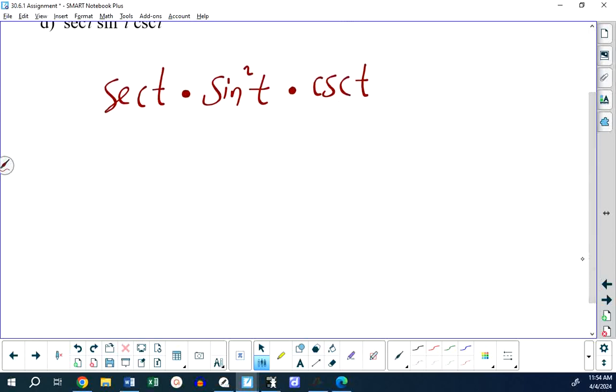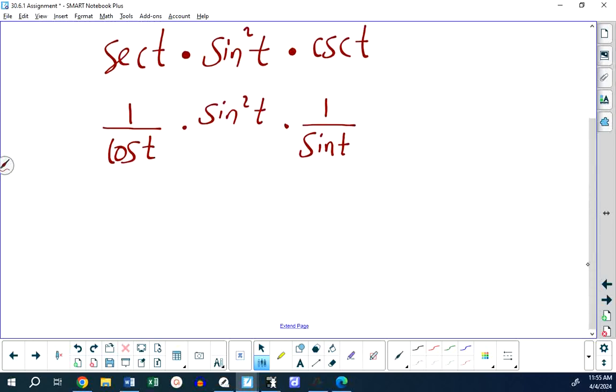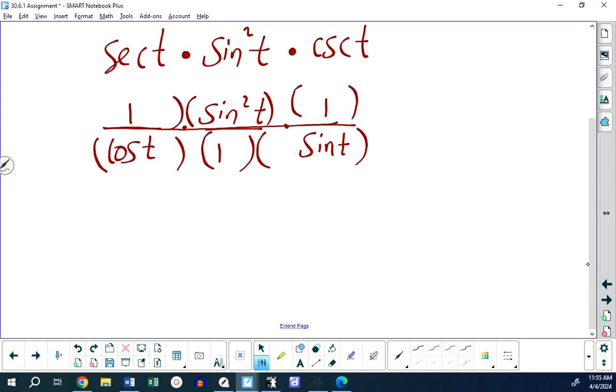So secant is the reciprocal of cosine, am I right? Sine squared is already a sine trig ratio. Remember, we're writing everything in terms of sine ratios and cosine ratios. Cosecant is the reciprocal of sine. It might help now. So there's no complex fraction here, because when you multiply fractions together, you simply multiply across the top and multiply across the bottom. We're just ending up with a single fraction with sine squared of t on the top and cosine of t, sine of t on the bottom.